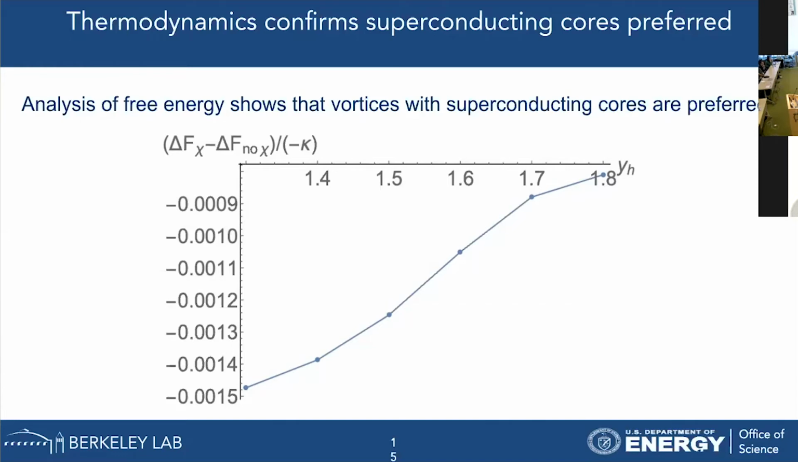So we find that, since, also physicists like to do this, kappa is -1, so everything's backwards. But what we're finding is that the case with no chi field has a higher free energy than the case with additional degrees of freedom. So that means the case with additional degrees of freedom is actually thermodynamically preferred for the temperatures we're considering. So we can go a little bit further.